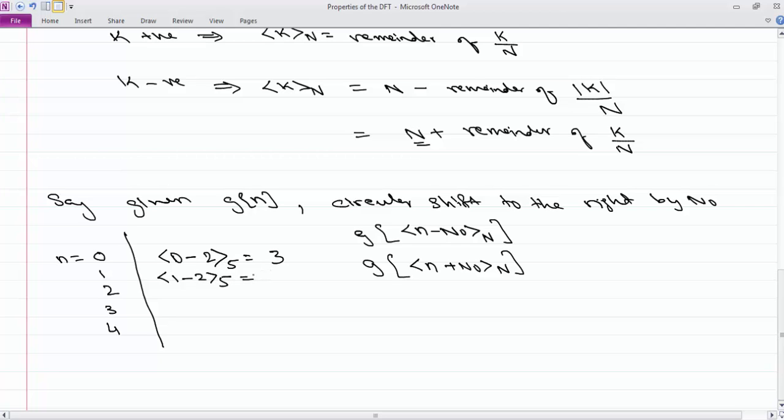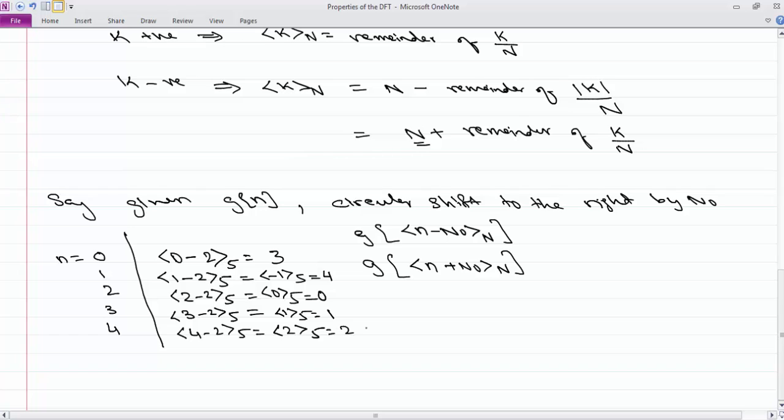Similarly for n equal to 1, you are looking at 1 minus 2 mod 5. So that's minus 1 mod 5, right? Which is equal to 4. And then you are looking at 2 minus 2 mod 5, that's 0 mod 5, that is 0. Okay. 3 minus 2 mod 5, that's 1 mod 5, that's 1. 4 minus 2 mod 5, that's 2 mod 5, and that is 2.